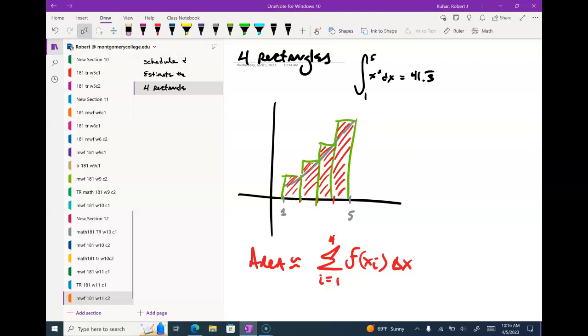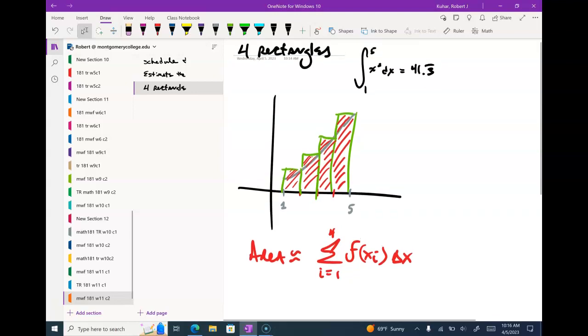And so I want to notice, first of all, that delta x in general is b minus a over n, over the number of rectangles, right? So for us, delta x is 5 minus 1 over 4, which is 1. So meaning the base of every rectangle is 1. Do you see that on the picture? The base of each of these rectangles is a width of 1.